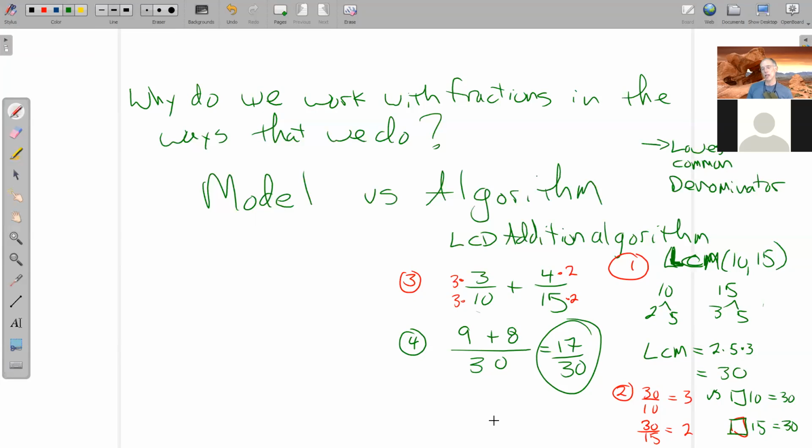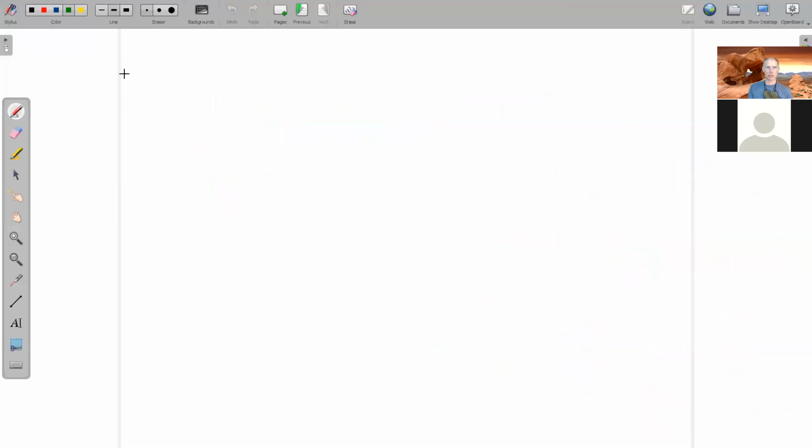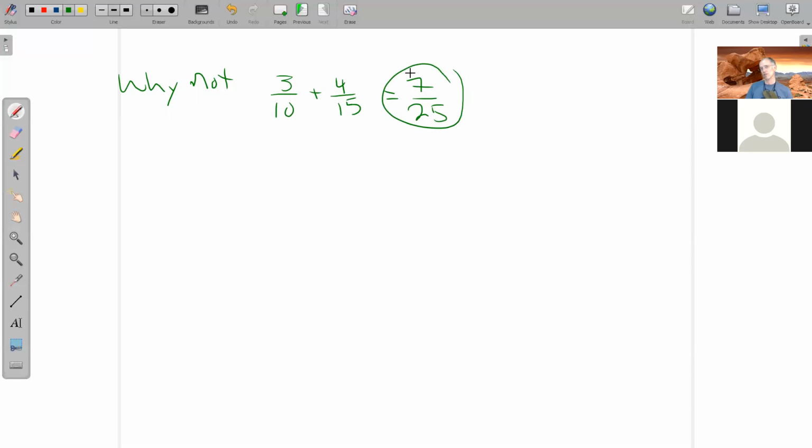Question: why do we have to have a common denominator? That's what the model answers. Why do we need common denominators? Why can't we just do something like, say, let's go to a new page. Why not take 3/10 and 4/15, and say 3 plus 4 is 7, and 10 plus 15 is 25, and say, yeah, let's let the answer be 7/25. That's way easier. Why don't we just do that instead? This is much easier. Why can't I do this?